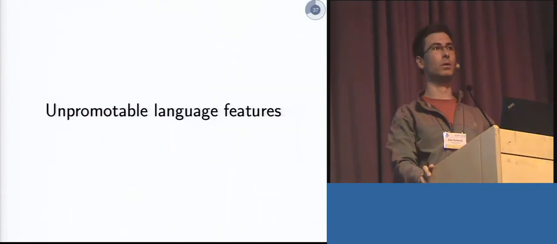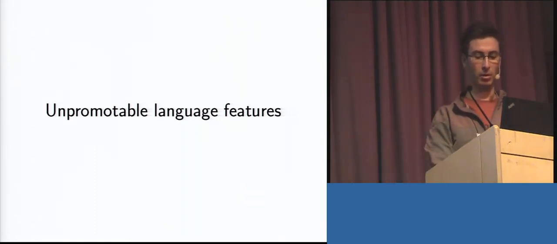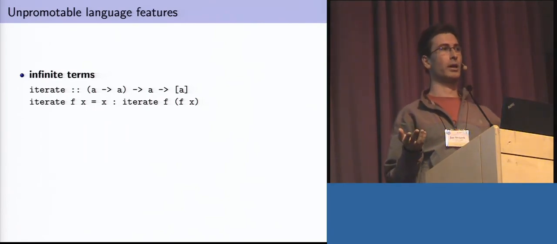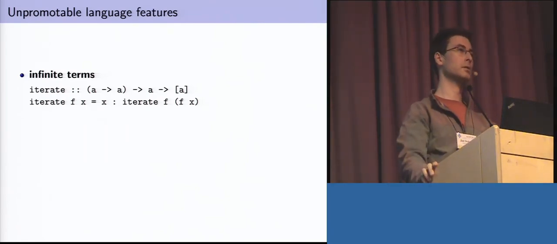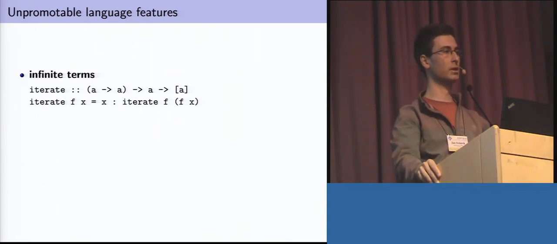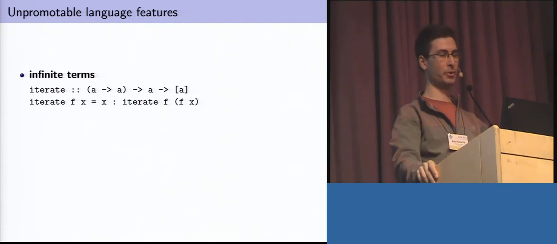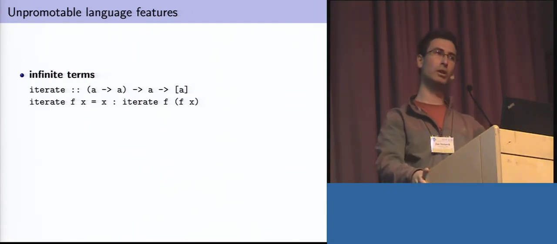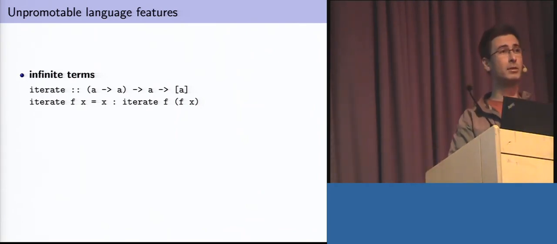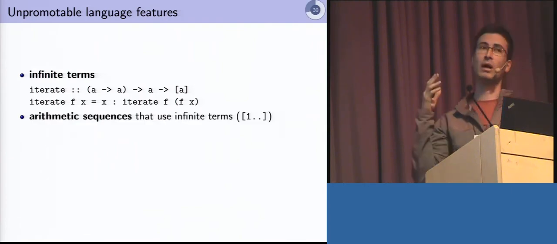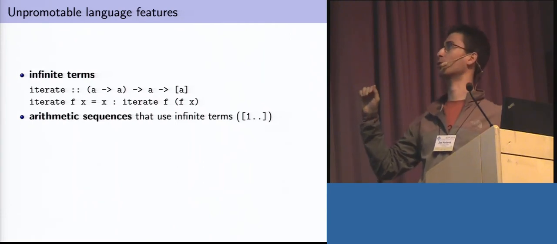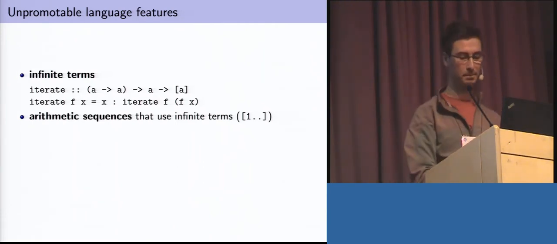Okay, I promised to tell something about the unpromotable language features, so let's have a look at them. Haskell is a lazy language. It allows infinite terms, but it doesn't allow infinite types. So if you write the iterate function, which generates an infinite term, and then you promote it, everything will work. But when you attempt to use the iterate function, everything will break, because you will get an infinite type error. And obviously, if infinite terms don't work, then arithmetic sequences which generate infinite terms also don't work. But arithmetic sequences that go from, for example, 1 to 3 are perfectly fine.